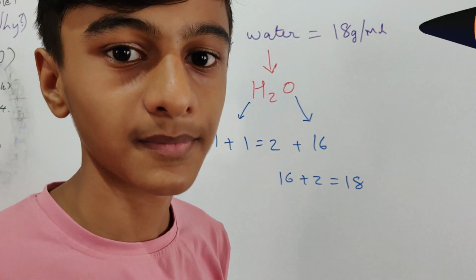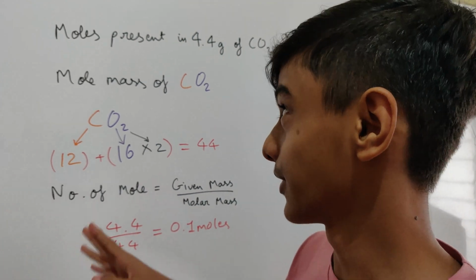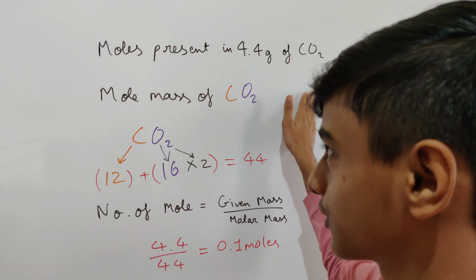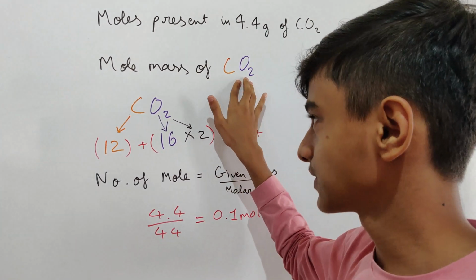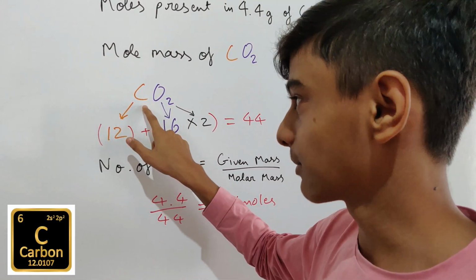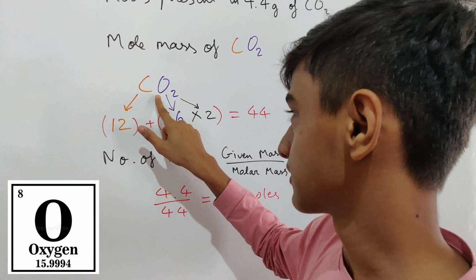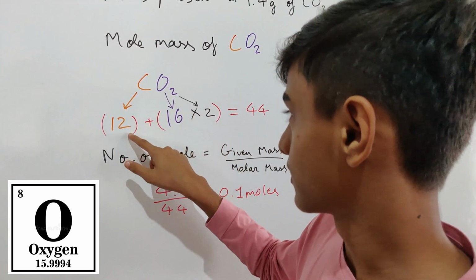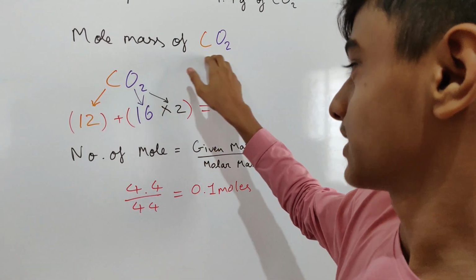So, a bit opposite of our last question, here is the next example: how many moles are present in 4.4 grams of CO2? So we are going to find out first the molar mass of CO2. As we know, CO2 has 1 atom of carbon, whose atomic mass is 12, plus 2 atoms of oxygen, whose atomic mass is 16 times 2. So 12 plus 16 times 2 equals 44. So now we have the molar mass of CO2.